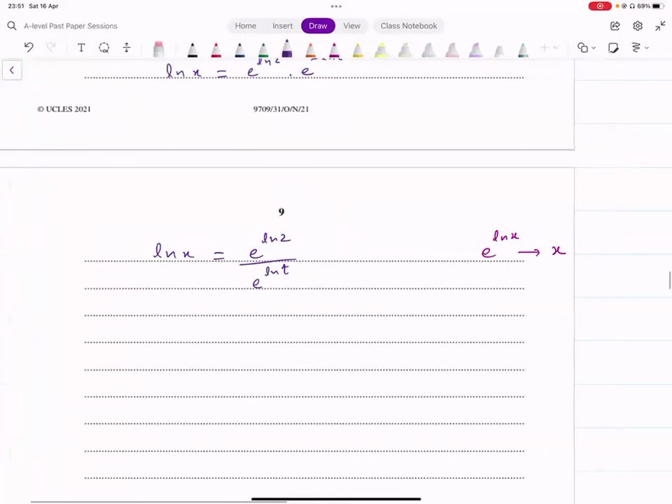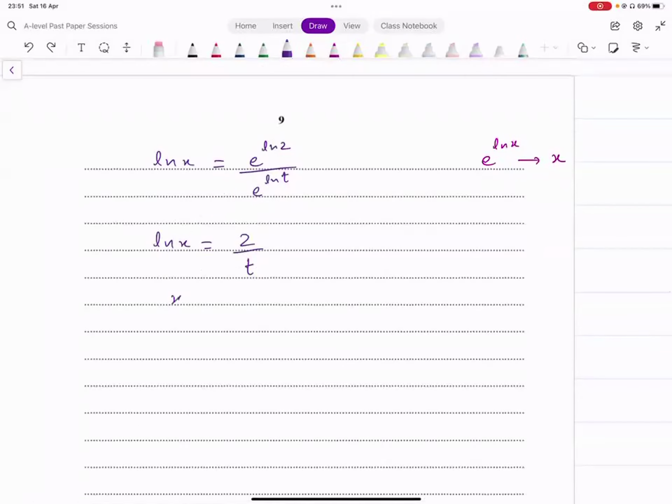So what do you get from this? You get ln x equals 2 over t from this. So that's much simpler, right? Because e and ln cancel each other out. We're left with 2 over t there. Okay? And now we can take this base here to the other side again, and we get x equals e raised to power 2 over t from this. And that's our final result. That's x in terms of t. And that's in a simplified form.